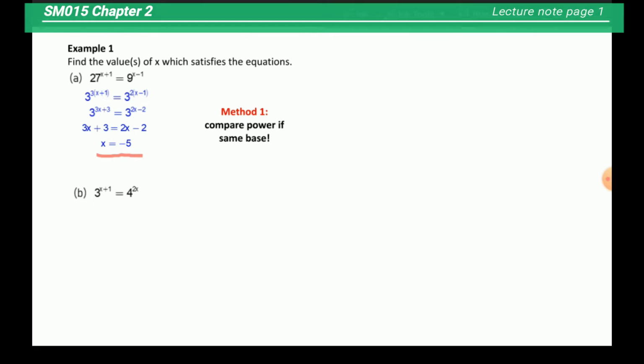Now, the second example we have here is 3 to the power of x plus 1 equal to 4 to the power of 2x. If you see here, the bases for both sides are not equal, and there's no way that we can reduce the base. What we can do here is take log of both sides. This is the case when the bases of both sides are different. Then we can solve using the logarithm properties.